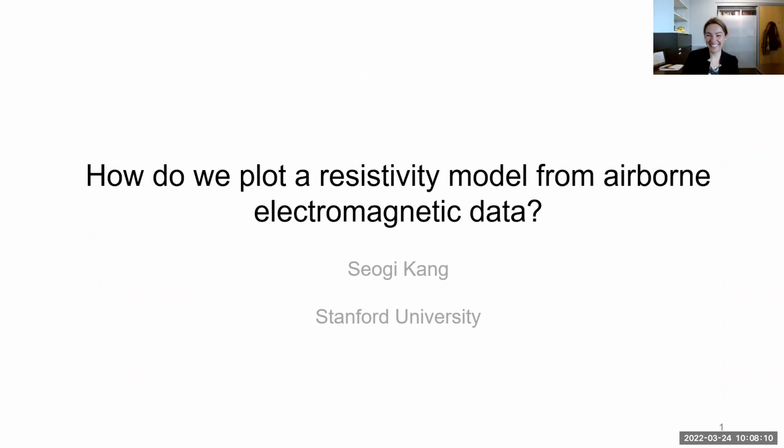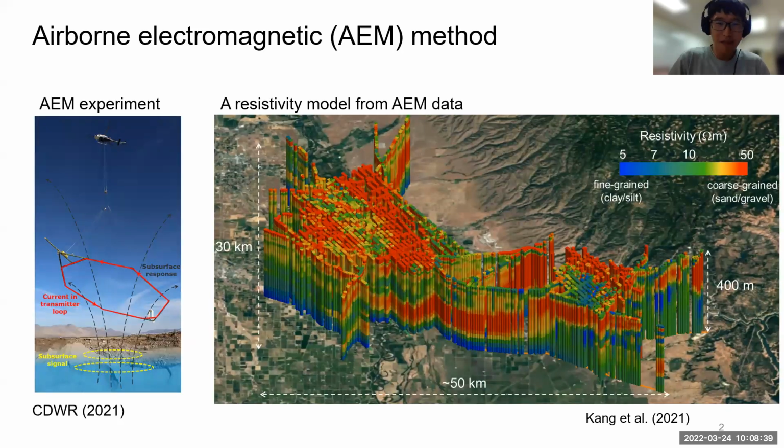Excellent. As I briefly said before, the title is How Do You Plot a Resistivity Model from Airborne Electromagnetic Data? It's a low-key kind of talk, so it's not going to be very technical. I want to share the bits and pieces of tools that I use when I am visualizing and analyzing the result of the inversion, which is the resistivity model.